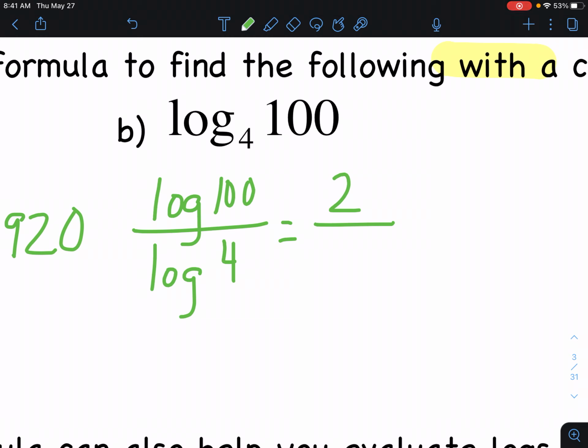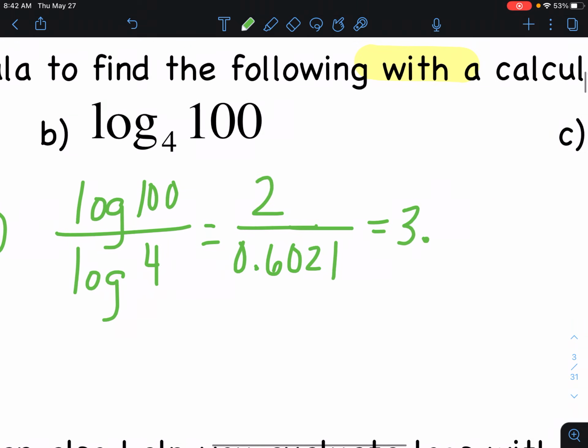And then the log of 4 is 0.6021. And then we're going to use the calculator again to divide. 2 divided by 0.6021, and we have 3.3217. So that means 4 to the power of 3.3217 is approximately 100.